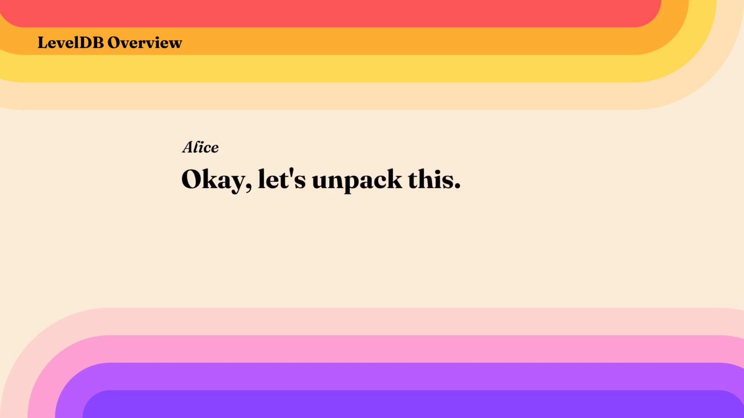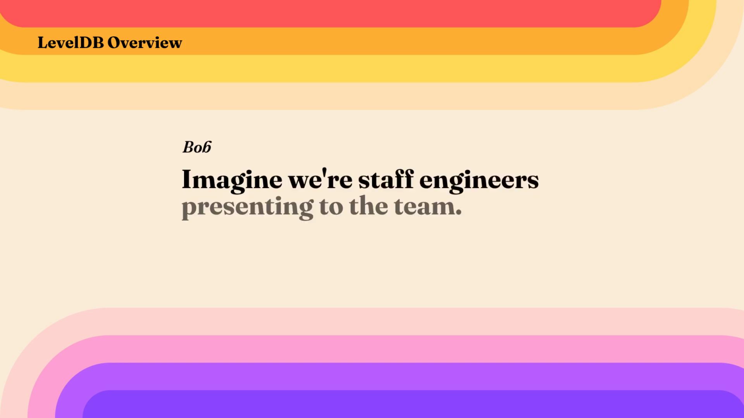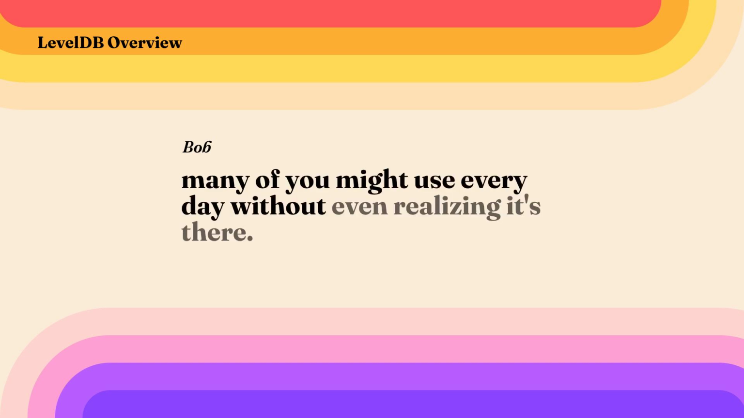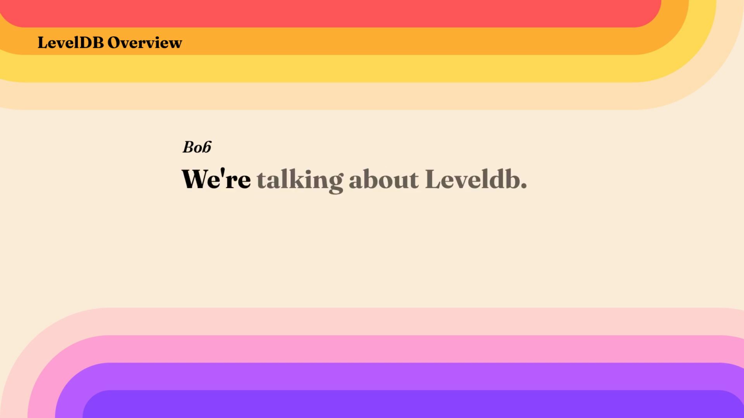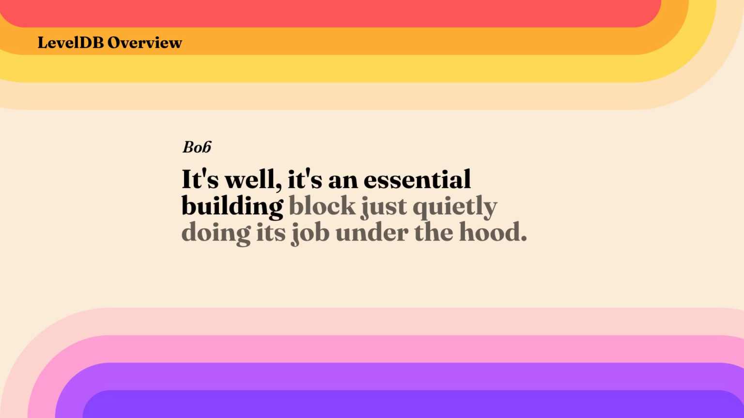Okay, let's unpack this. Today, we're doing something a bit like a critical code walkthrough. Imagine we're staff engineers presenting to the team. We're dissecting this really foundational piece of infrastructure, something many of you might use every day without even realizing it's there. We're talking about LevelDB, a super fast key value storage library from Google. It's an essential building block, just quietly doing its job under the hood.